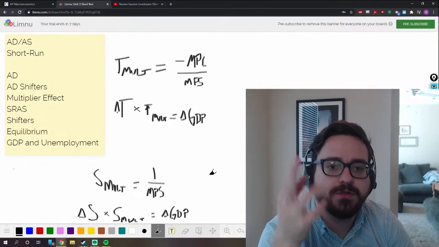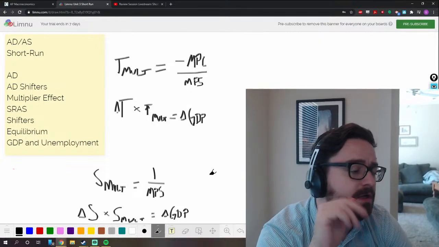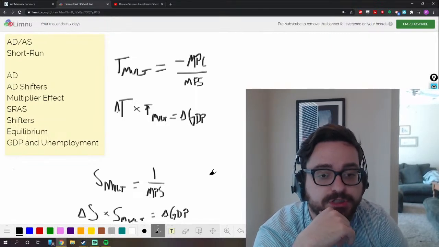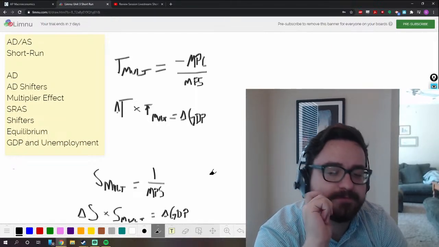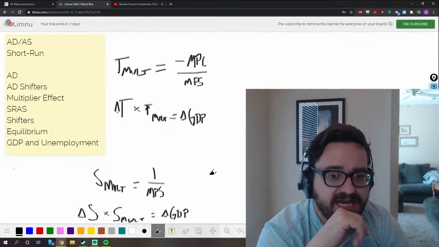Like if we lower taxes by 100 as opposed to increasing spending by 100, the tax change is going to be less impactful because people save a portion of the change in taxes. Because that little savings bit happens at the top whenever there's a tax change, changes in taxes are less impactful than changes in spending.